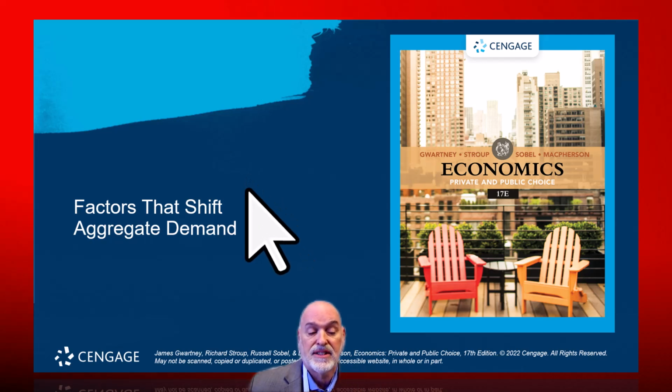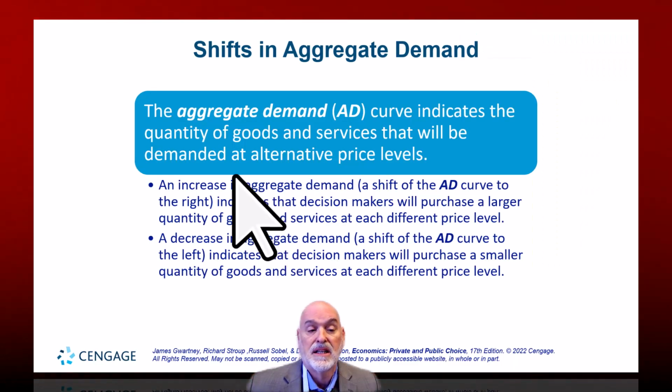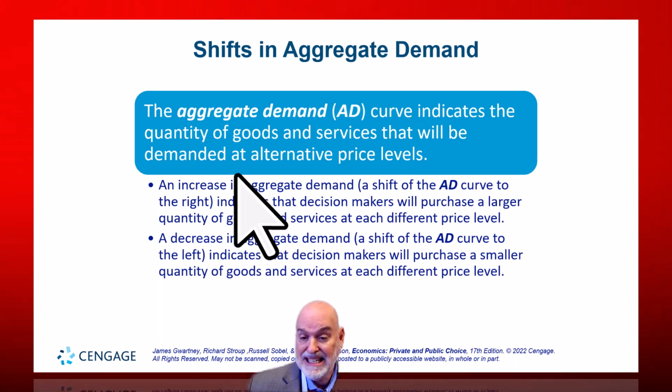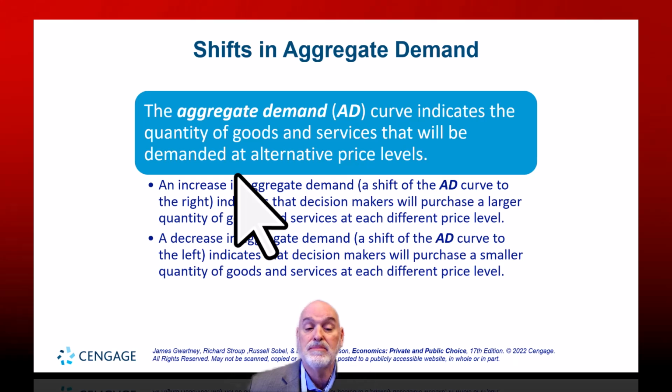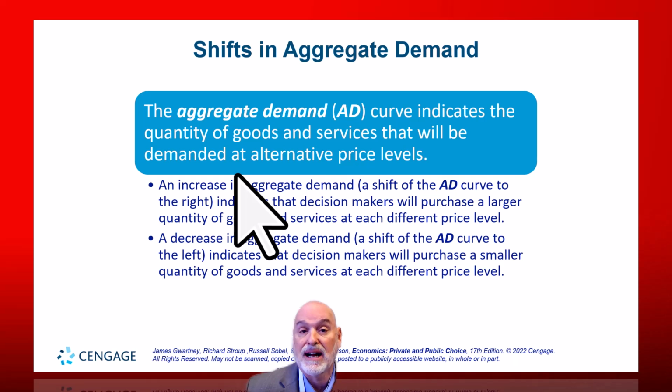Factors that shift aggregate demand. The aggregate demand, or AD, curve indicates the quantity of goods and services that will be demanded at alternative price levels. An increase in aggregate demand, a shift of the AD curve to the right, indicates that decision makers will purchase a larger quantity of goods and services at each different price level.